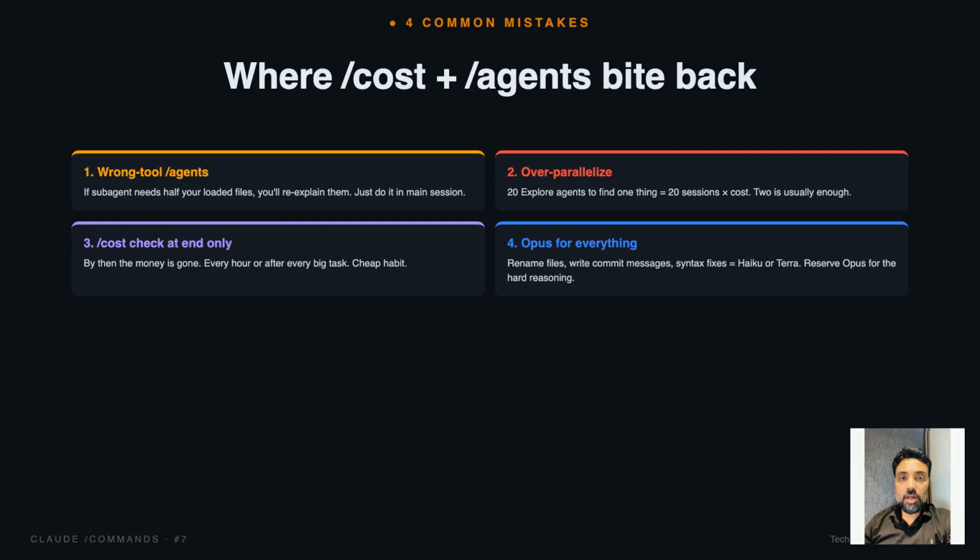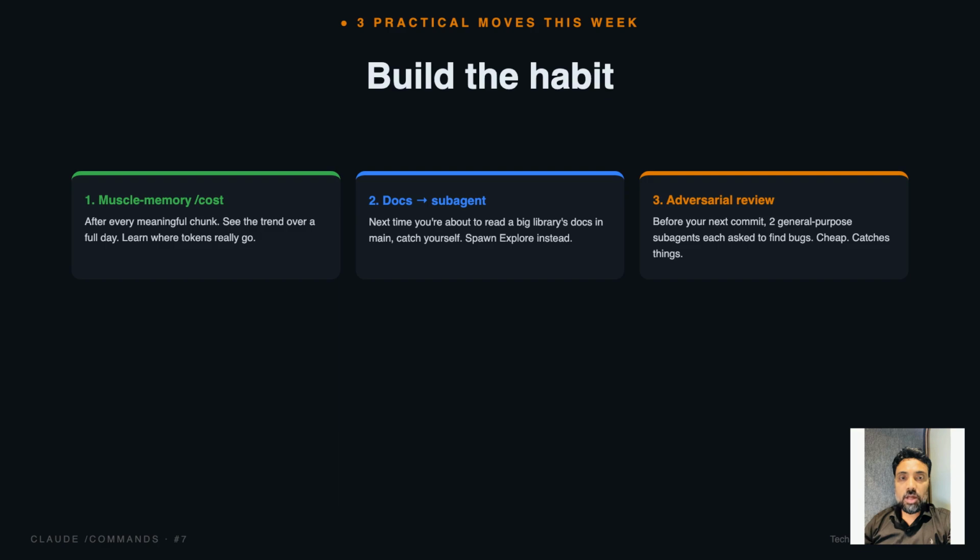Quick recap. /cost shows input tokens, output tokens, dollars, and per model breakdown. Read for ratio, trend, model mix. /agents opens a subagent interface. Built-in types are general purpose, explore, plan. 3 patterns: parallel exploration, context protection, adversarial verification. 4 mistakes: don't spawn agents that need main context, don't over-parallelize, don't ignore /cost, don't overuse Opus. Add /cost to muscle memory, use subagents for research bursts, use adversarial subagents on code reviews.